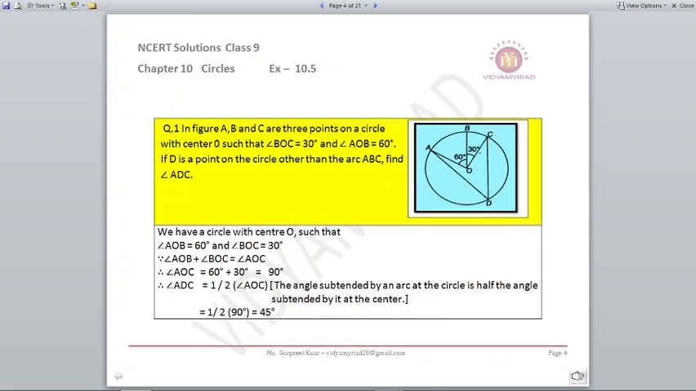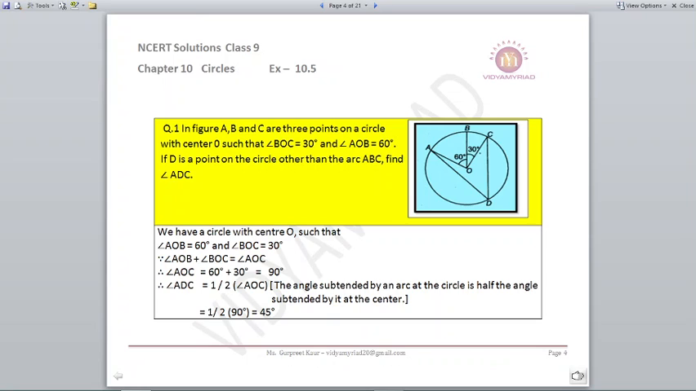Question number 1. In the figure, A, B, C are points on a circle with center O such that angle BOC is 30 degrees and angle AOB is 60 degrees. If D is a point on the circle other than the arc ABC, find angle ADC.